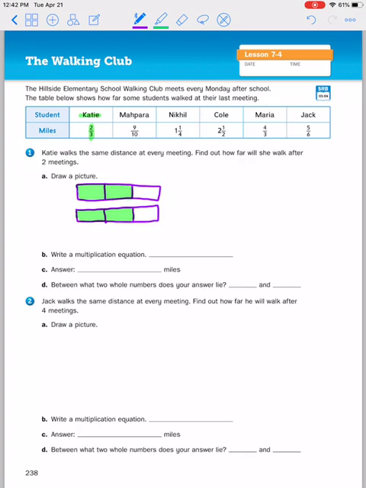A multiplication equation would be 2 times 2/3, which is the same as 2 times 2 over 3. And if I were to solve that, I would get 4/3, which is the same thing as if I added up these 1/3, I see that there's 4 of them, so it's 4/3. So the answer is she went 4/3 of a mile, or 1 mile and 1/3, if I was to change that improper fraction to a mixed number.